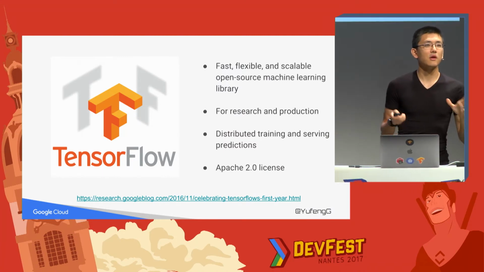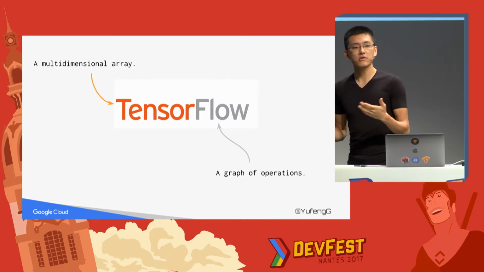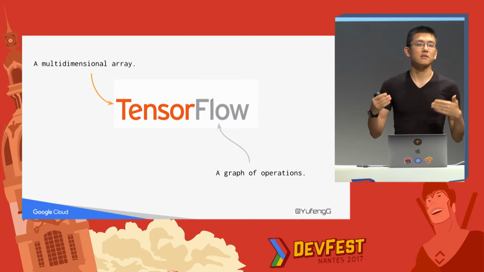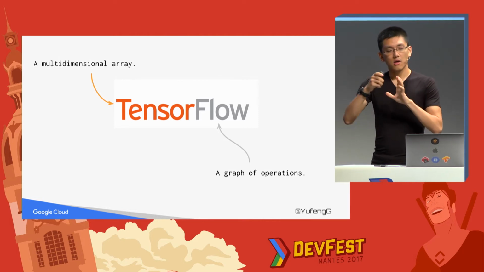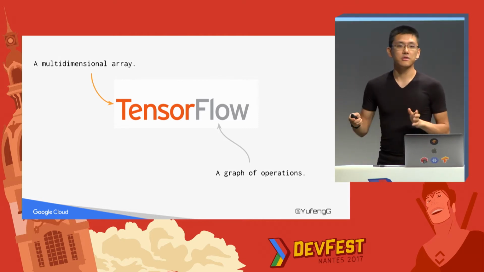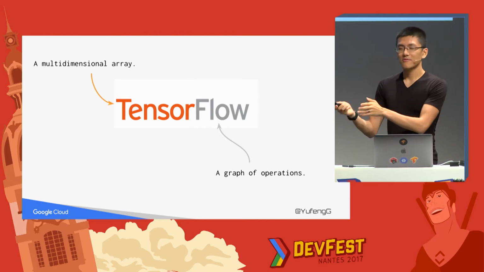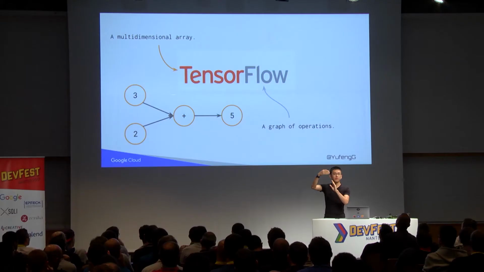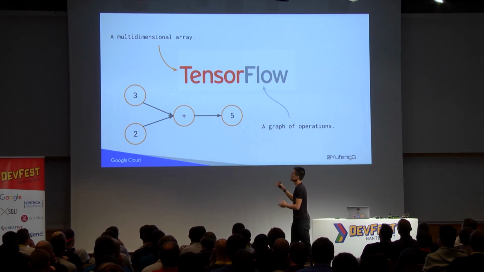Now, the word TensorFlow, for those of you who are not familiar, comes from these 2 words, tensor and flow. Tensor just means a multi-dimensional array or matrix. And then flow is talking about a graph of operations, a flow graph, something like that. But basically, think about it like this, where you have the 3 and the 2 flowing into the addition operator, and then a 5 comes out the other side. Even though this is a very, very simple example, it illustrates an important point.